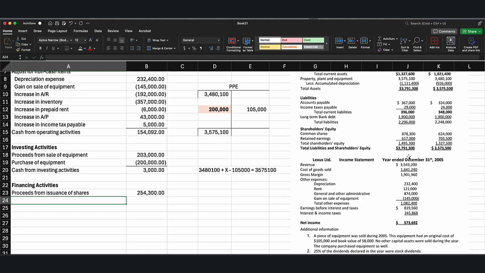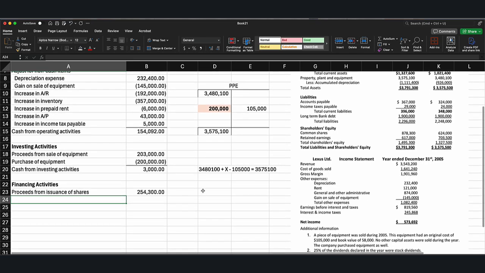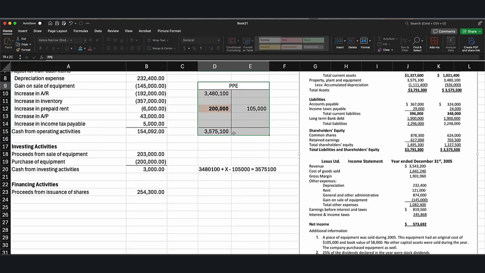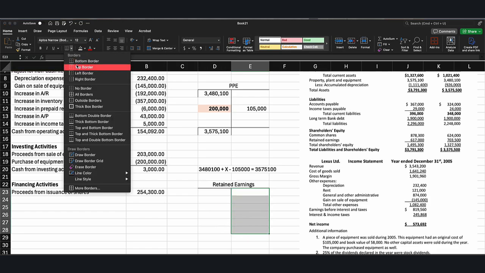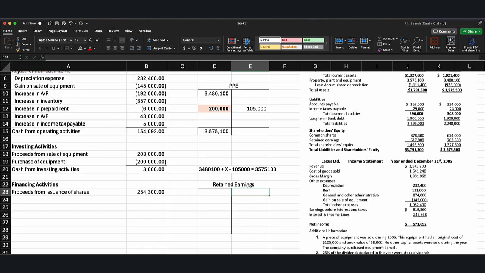Why? That must mean that we issued a massive dividend. Remember, if I use T accounts here to investigate, I'm going to make a T account for my retained earnings. If you don't like T accounts, you can use a formula as well. But we started with 703. Now this correctly goes on the credit side because this is an equity account. And we ended with 617. We know that net income, 573, should go into retained earnings. So I'm going to write here 573,692.